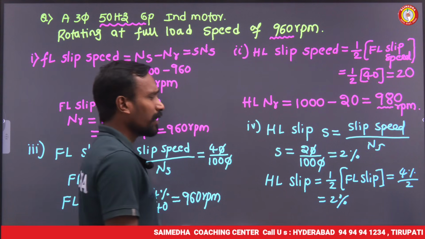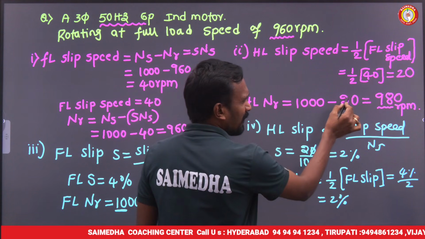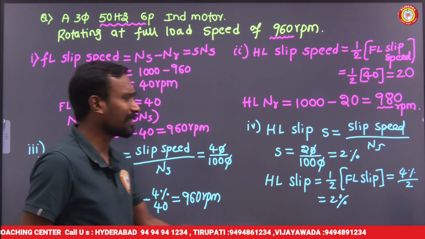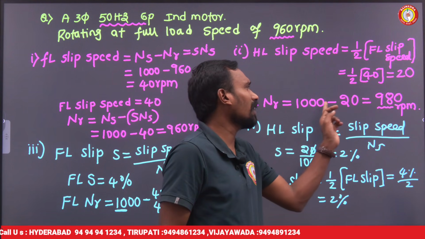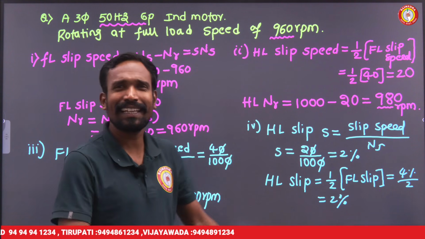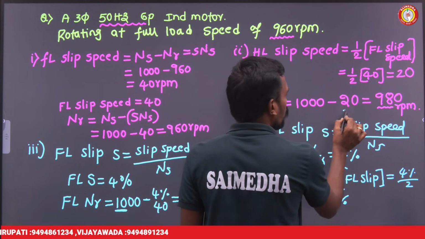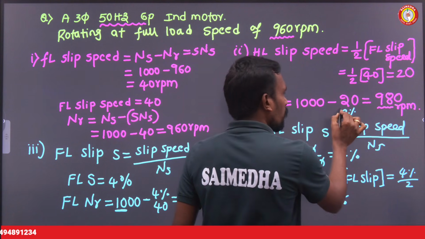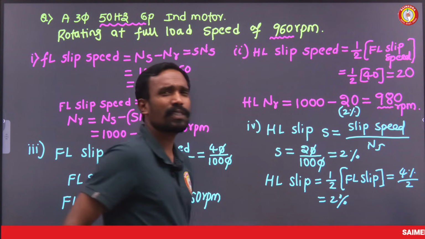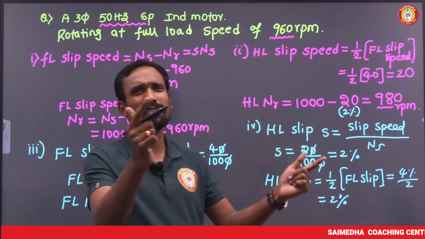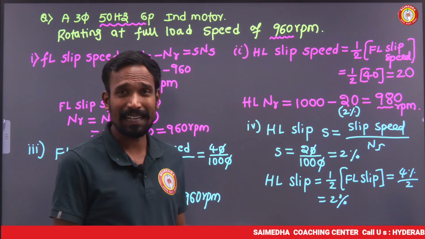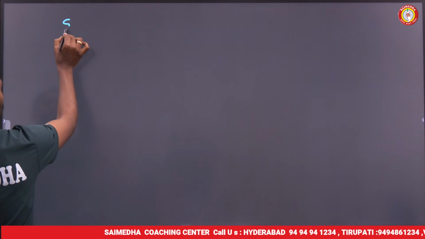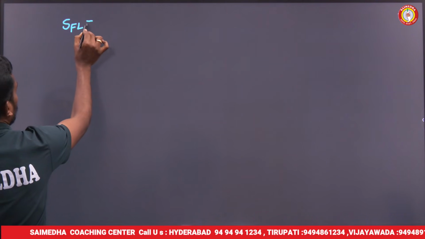What about rotor speed? Rotor speed is equal to 1000 minus 2%. 1% is 10, so 2% is 20. 1000 minus 20 is 980. That's it. The 2% is the slip, so 1000 minus 2% is nothing but 1000 minus 20, which is equal to 980. Like that, questions they will ask you. Understand?